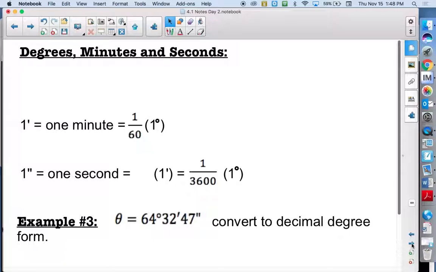So angles work like time. There are 60 minutes in an hour. There are also 60 minutes in a degree, and that's what this part here is saying. So 1 minute is the one little tick mark. 1/60th of a degree would be how we would say 1 minute. So 1 out of 60 minutes are in a degree. 1 second is 1 out of 3,600 because there are 3,600 seconds in an hour. So there are also 3,600 seconds in a degree.